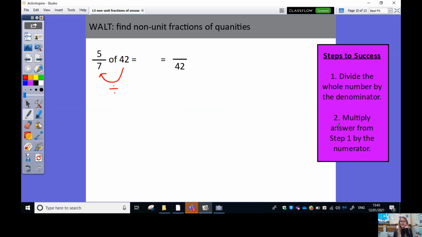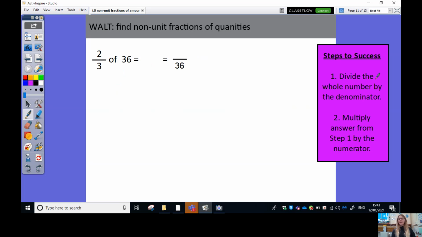And then I need to multiply it by the numerator. So 42 divided by 7 equals 6, and 6 times 5 equals 30. Well done if you managed to do that along with me in your head. So I know that 30 over 42 is equal to 5/7. Okay, let's try one more.